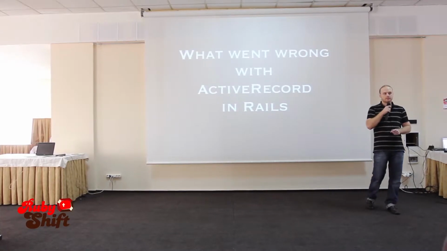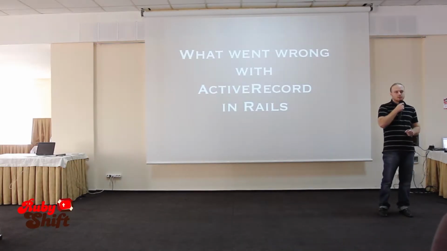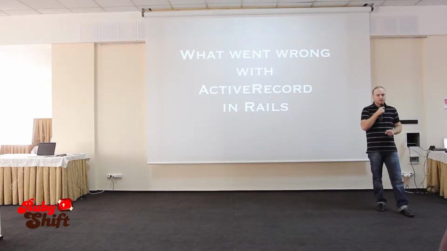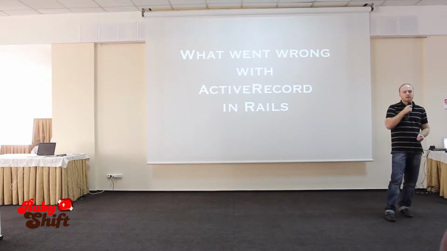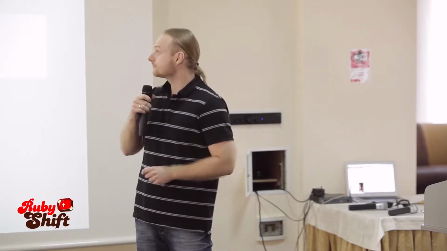So, what went wrong with Active Record in Rails? As I said, Active Record is supposed to be simple. It's supposed to be used in simple use cases, in simple products, simple applications. But the way we've been using it is really bad, because we've been using it for everything. So, it's simple, right? Yeah.